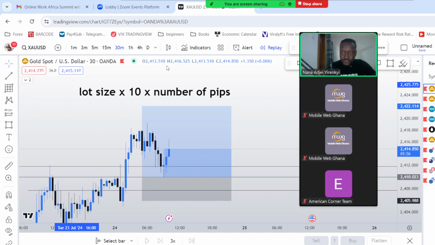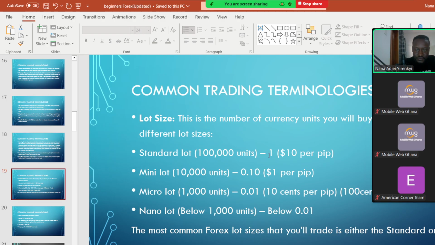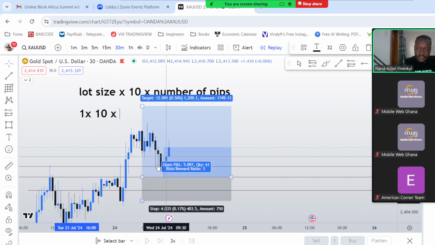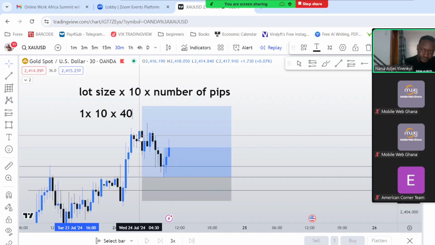So if I'm using 1 standard lot on this trade, which is represented by 1, you multiply it by 10, and you multiply it by the number of pips. Right now I'm calculating the loss that I'm going to make on this trade. My loss area is around 40 pips, so I'll just type 40. And that will give me 400 US dollars.